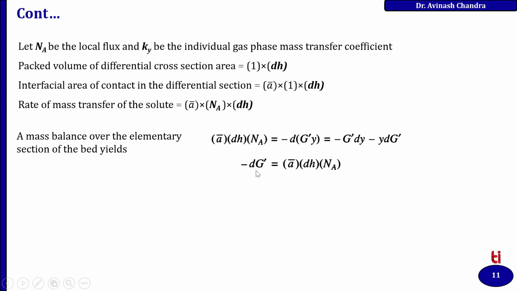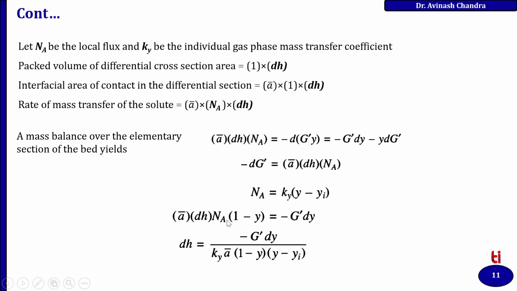So further, -dG' = A-bar dH Na, and further if you integrate the system, Na = Ky(Y - Yi). So A dH Na (1 - Y) = -G'dY, and then integrate, or by separation of the variables, dH = -G'dY upon Ky A-bar (1 - Y)(Y - Yi).